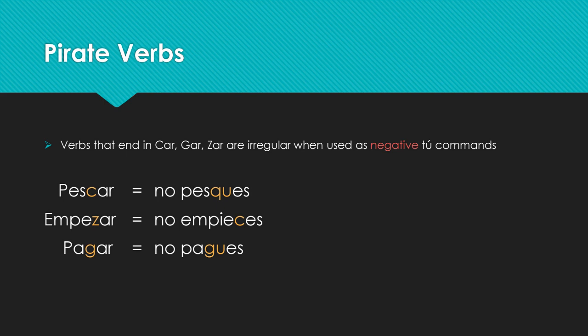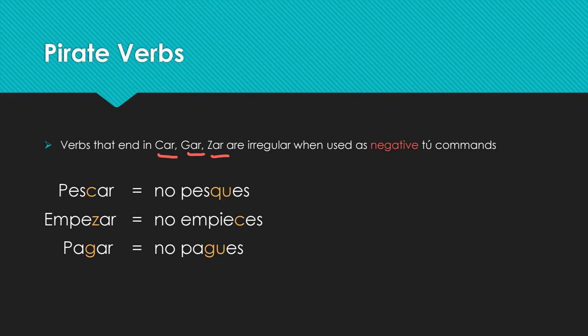We learned our pirate verbs in the preterite tense, because in the preterite tense, we have pirate verbs. Pirate verbs are verbs that end in car, gar, zar. And if you say those with the pirate R at the end, you'll see why they are called pirate verbs. And so pirate verbs are irregular when used as negative tú commands. So whenever you see a verb that ends in car, gar, or zar, and you want to use it as a negative tú command to tell someone not to do something, then you're going to need to remember these spelling changes that happen.